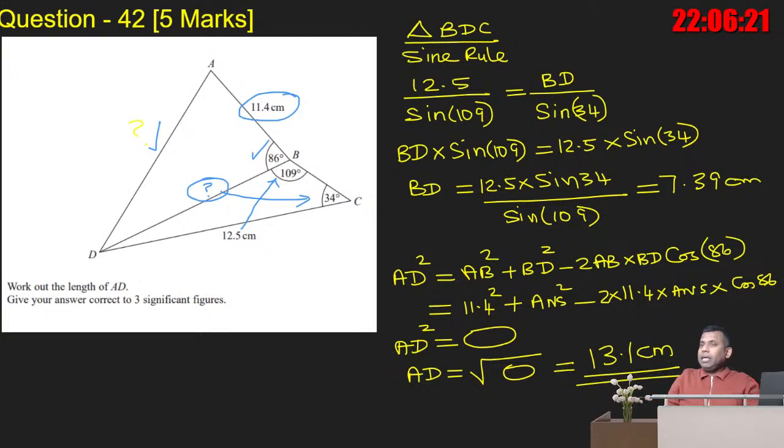Hope you understand. That is a sine rule and cosine rule application. So this one I'm using the cosine rule for triangle ABD. So if you can, because it's a 5 marker, you are better off writing all the steps and rules and everything you're using.